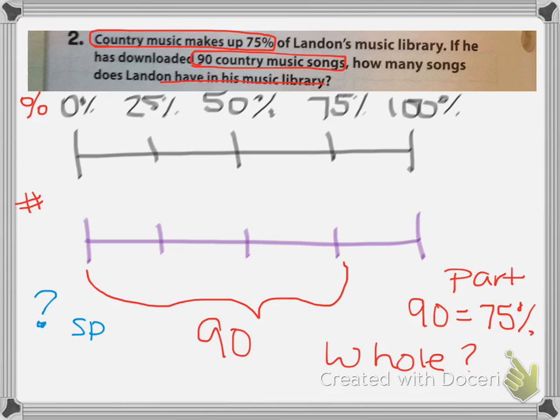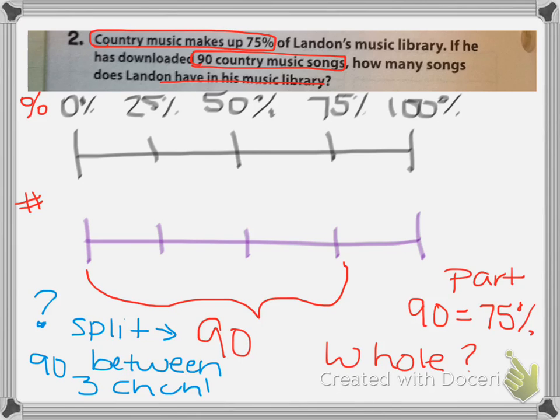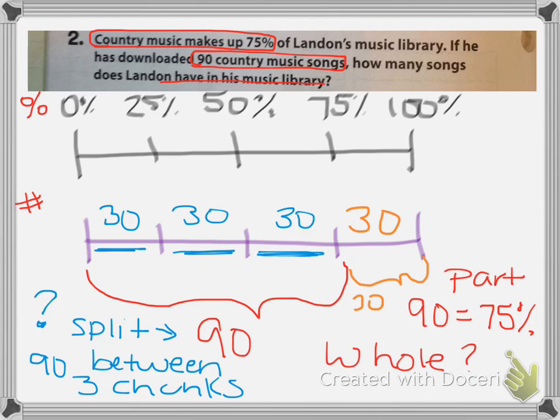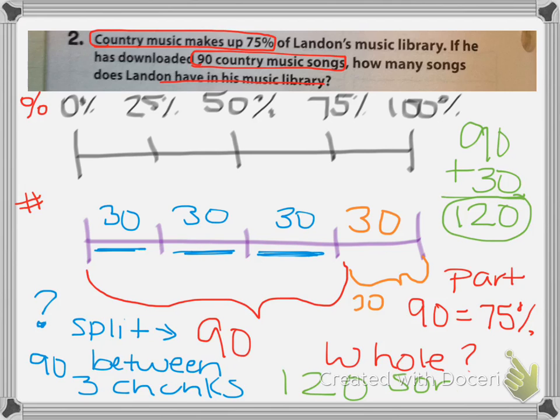Then I need to ask myself, how can I split this 90 into 3 chunks? So 90 divided by 3 is going to give me 30 per chunk. 30, 30, and 30. So that gives me the total of 90: 30, 60, 90. Now, I'm sure you can see where this is going. If each one of these is 30, then that means that last one is 30. So now that you know the last one, you know the total number of songs in his music library is going to be the 90 plus the 30. So you get 120 songs.